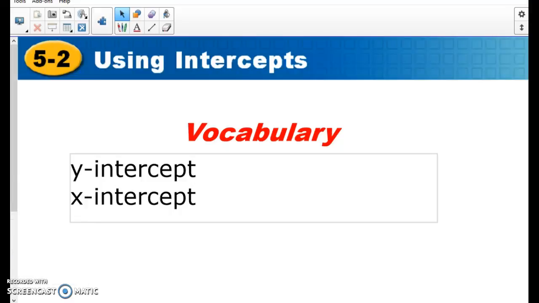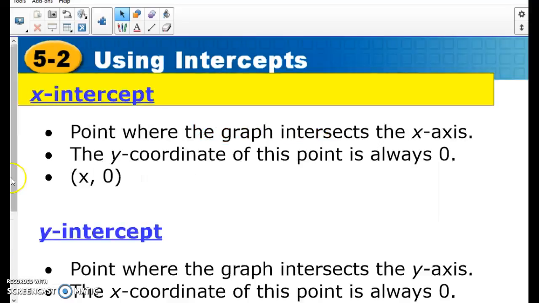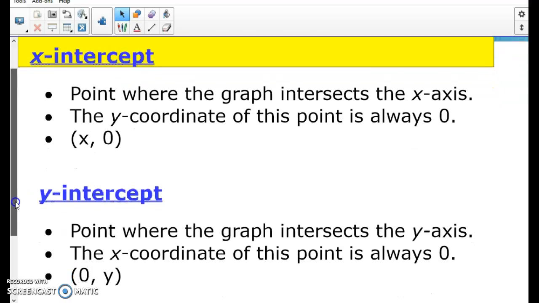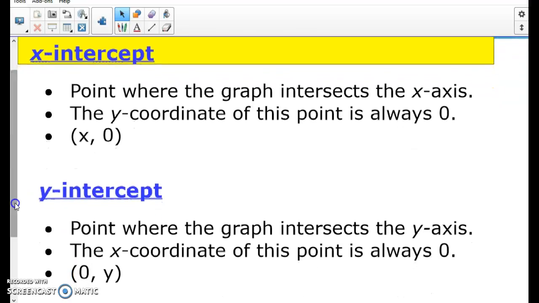Okay, so we need to know what the x-intercept is and what the y-intercept is. So the x-intercept is the point where it crosses the x-axis. The y-coordinate for this point is always 0, so we're either just going left or right here, we're never going up or down. And the y-intercept is pretty much the opposite. So the point where it crosses the y-axis, the x-coordinate of this point is always 0, so we're only going up or down, never left or right.